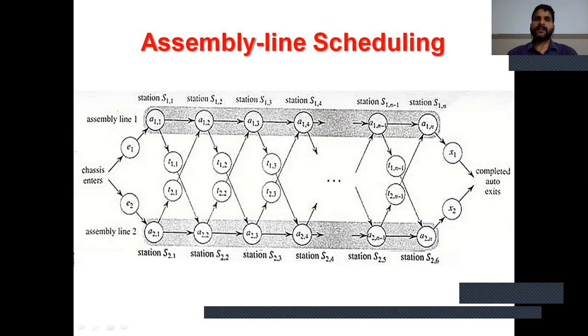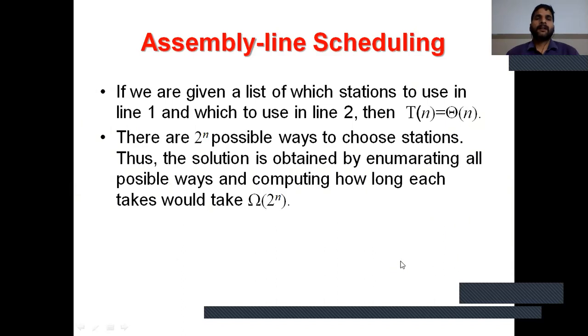Now first select the shortest path for assembly line scheduling 1 and 2, and after finding the shortest path we draw the path for complete auto exit. So assembly line scheduling works like this: if given a list of which station to use in line 1 and which to use in line 2, then the total time complexity T(n) equals theta of n.